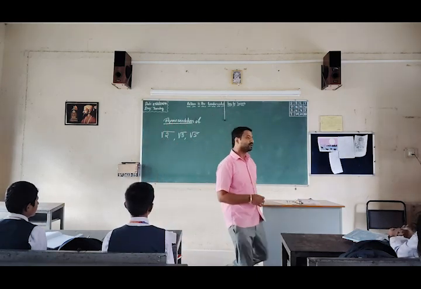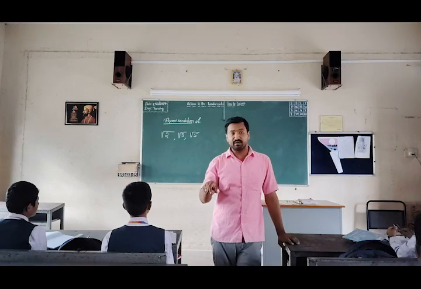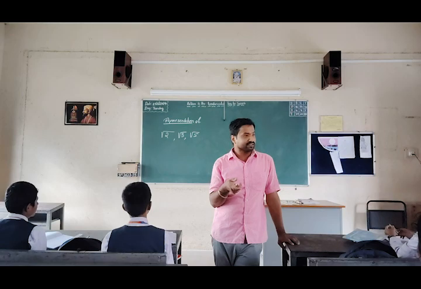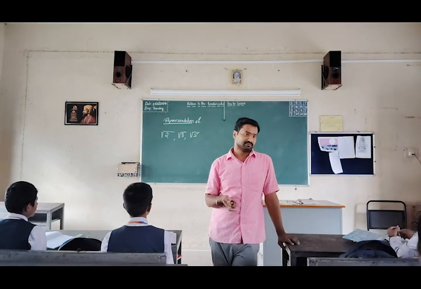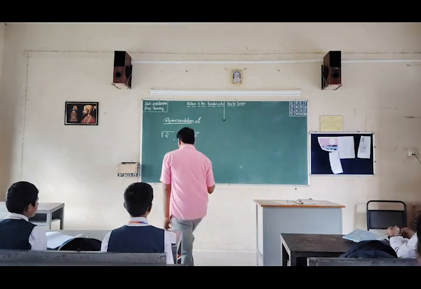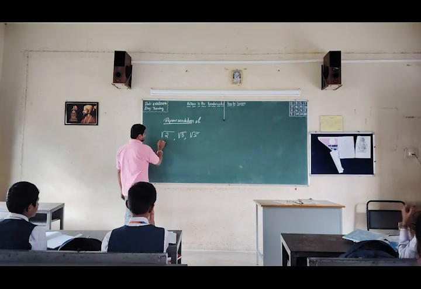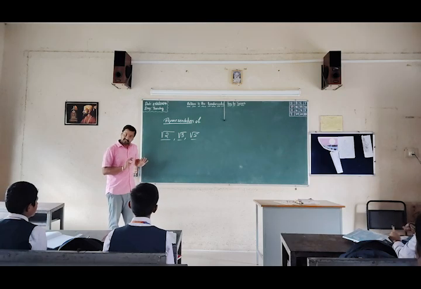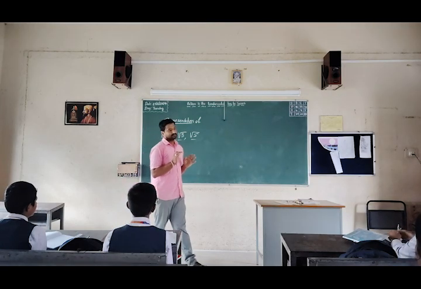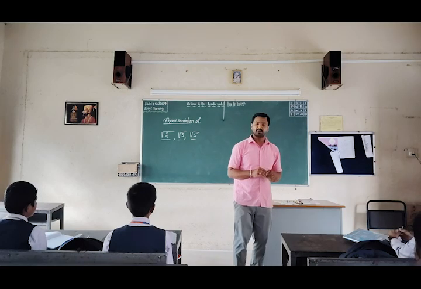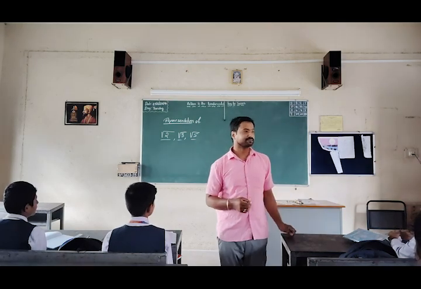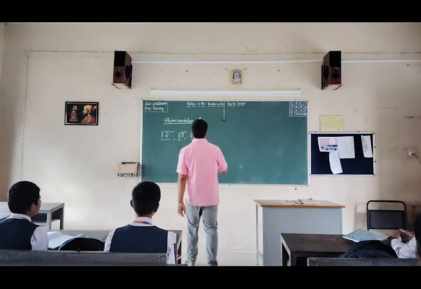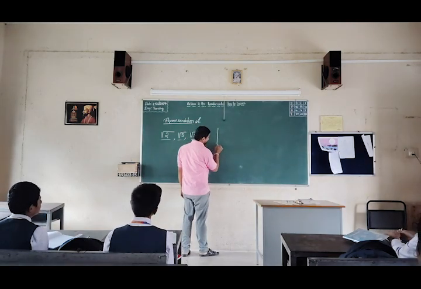As we know, irrational numbers are non-terminating and non-recurring, so it is definitely very difficult for us to represent them. But we already studied the Pythagoras theorem. What does the Pythagoras theorem say? AC square.